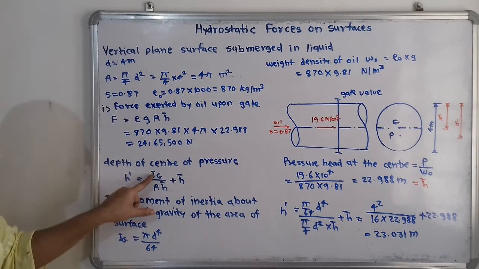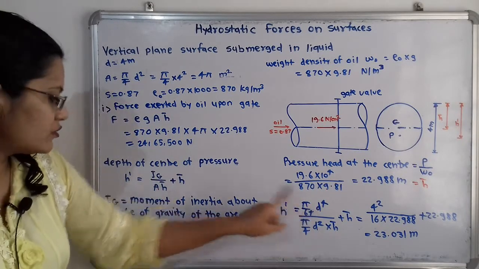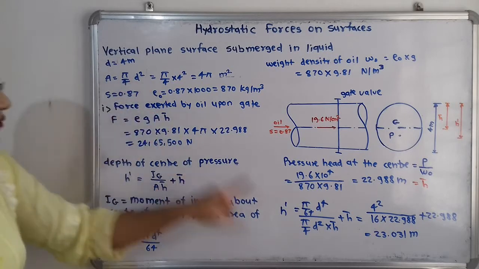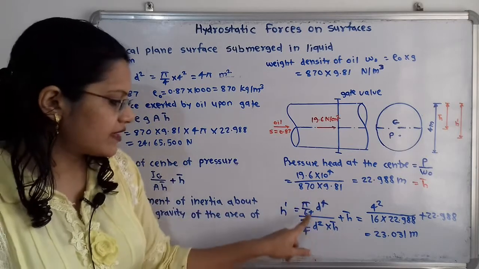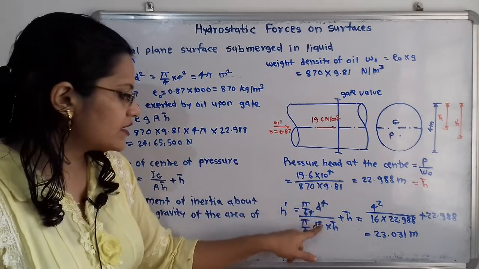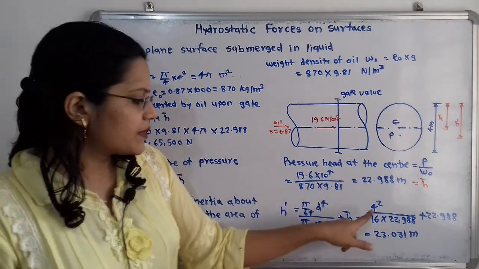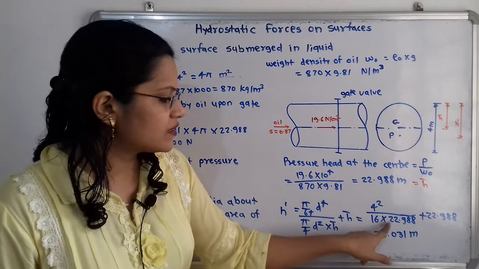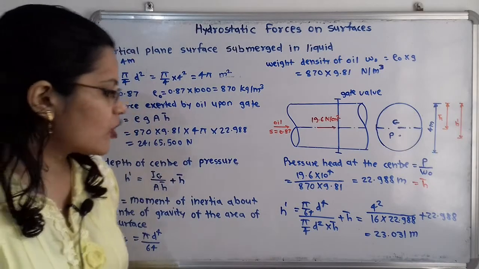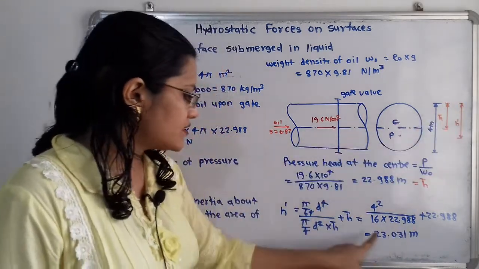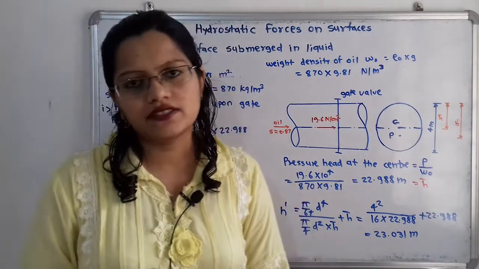In this formula we will just put these values, that is pi by 64 d raised to 4 divided by A, which is pi by 4 d square, into h bar, plus h bar. We can simplify this: pi is getting cancelled, and d square from d raised to 4 is getting cancelled. So what is remaining here? That is 4 square by 16 into 22.988 plus 22.988. When we solve this, we will get the distance h dash equal to 23.031 meter, and this is the answer.